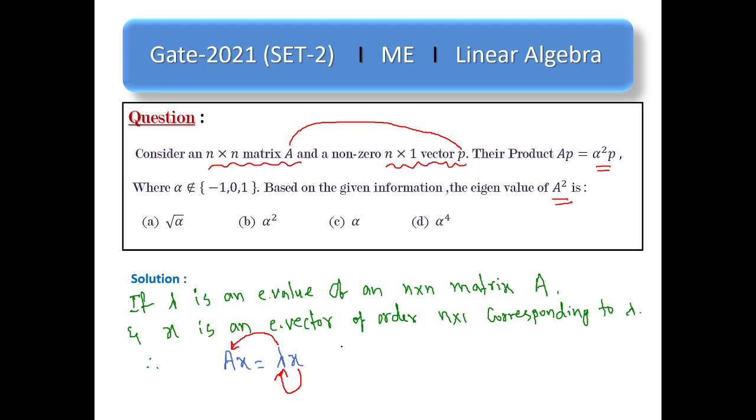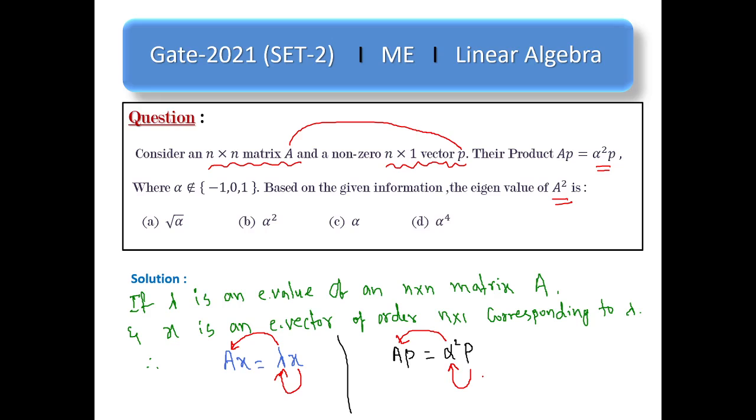In a similar way, let us compare the given relation. The given relation is A into P is equal to alpha square into P. A is of order n by n and P is of order n by 1, alpha square is a number and P is a matrix. So it is in the same fashion. Now let us compare: P is an eigenvector corresponding to the eigenvalue alpha square.